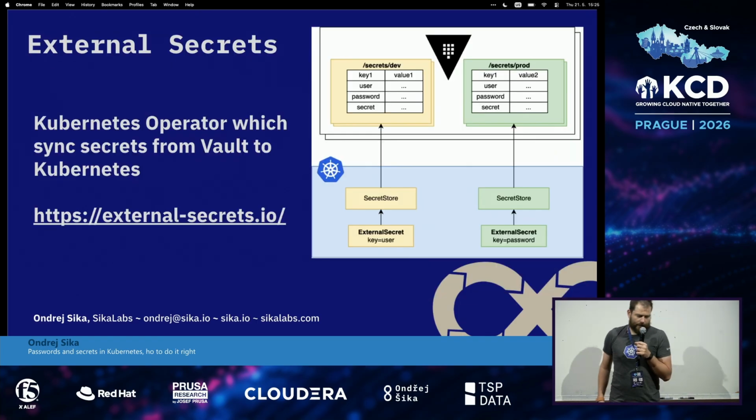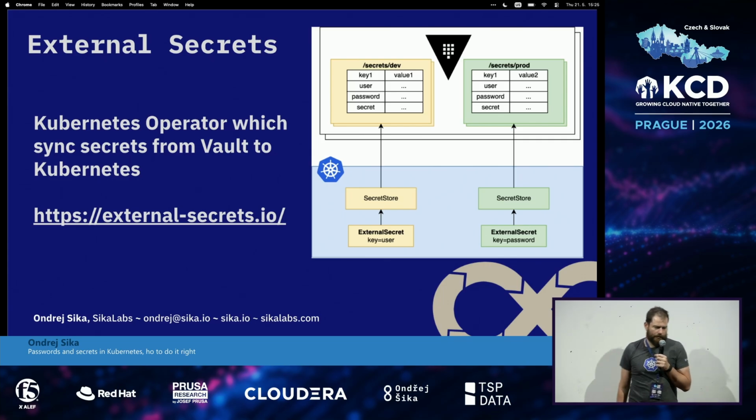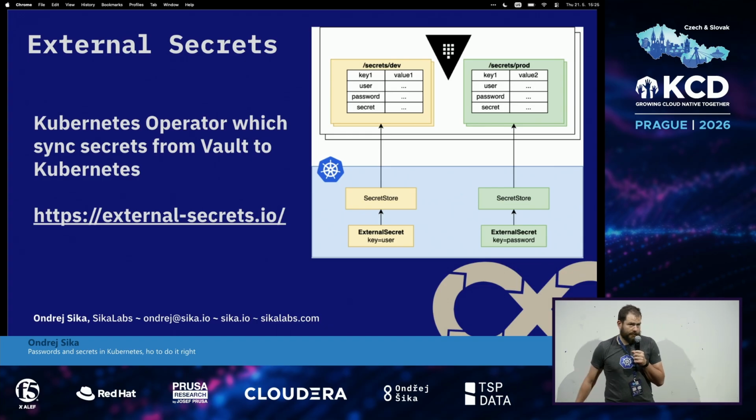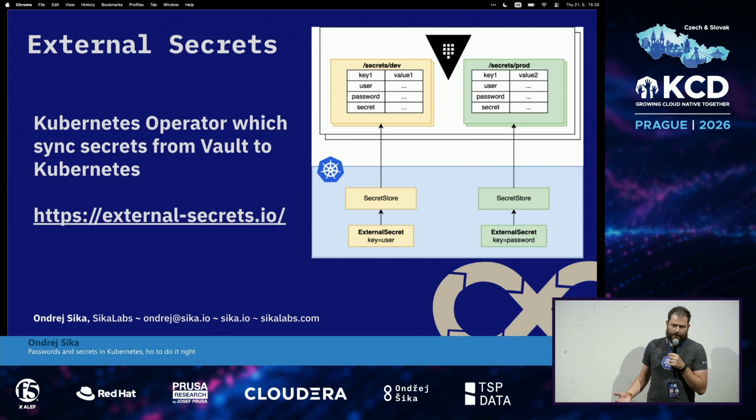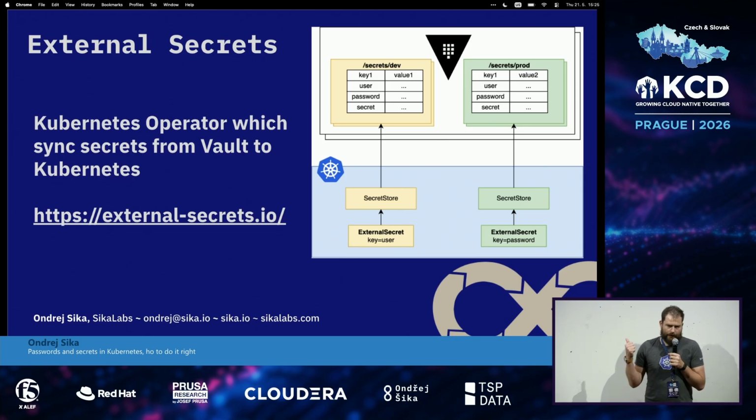The other way is to use some operator. We are using External Secrets IO. There is a native operator for Vault, but External Secrets works with basically every secret provider, so we can use the same External Secrets against AWS, Azure, and so on. And I think, even if it's not Vault specific, it's much easier to use than the native Vault thing.